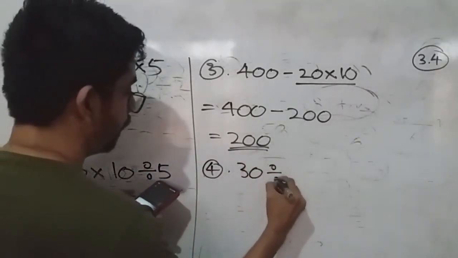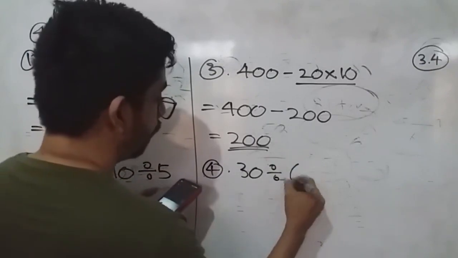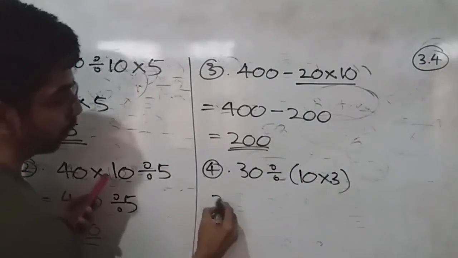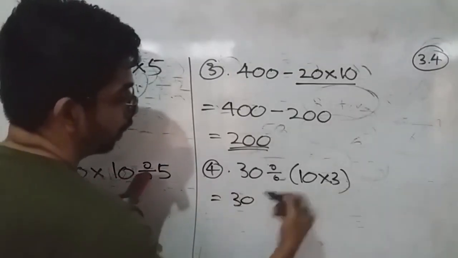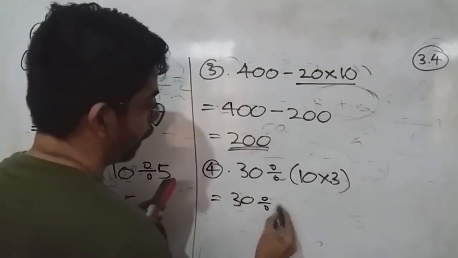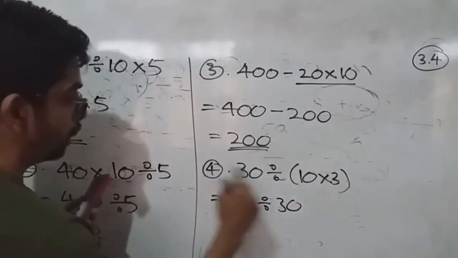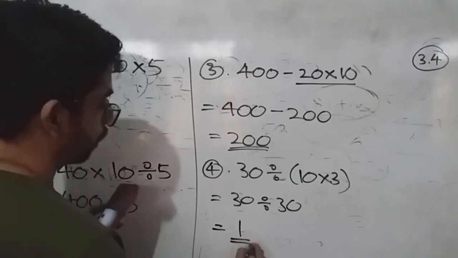Part 4. 30 divided by 10 times 3. Right? So 30, we have to simplify the brackets. 10 times 3, that is also 30. 30 divided by 30, that is 1.